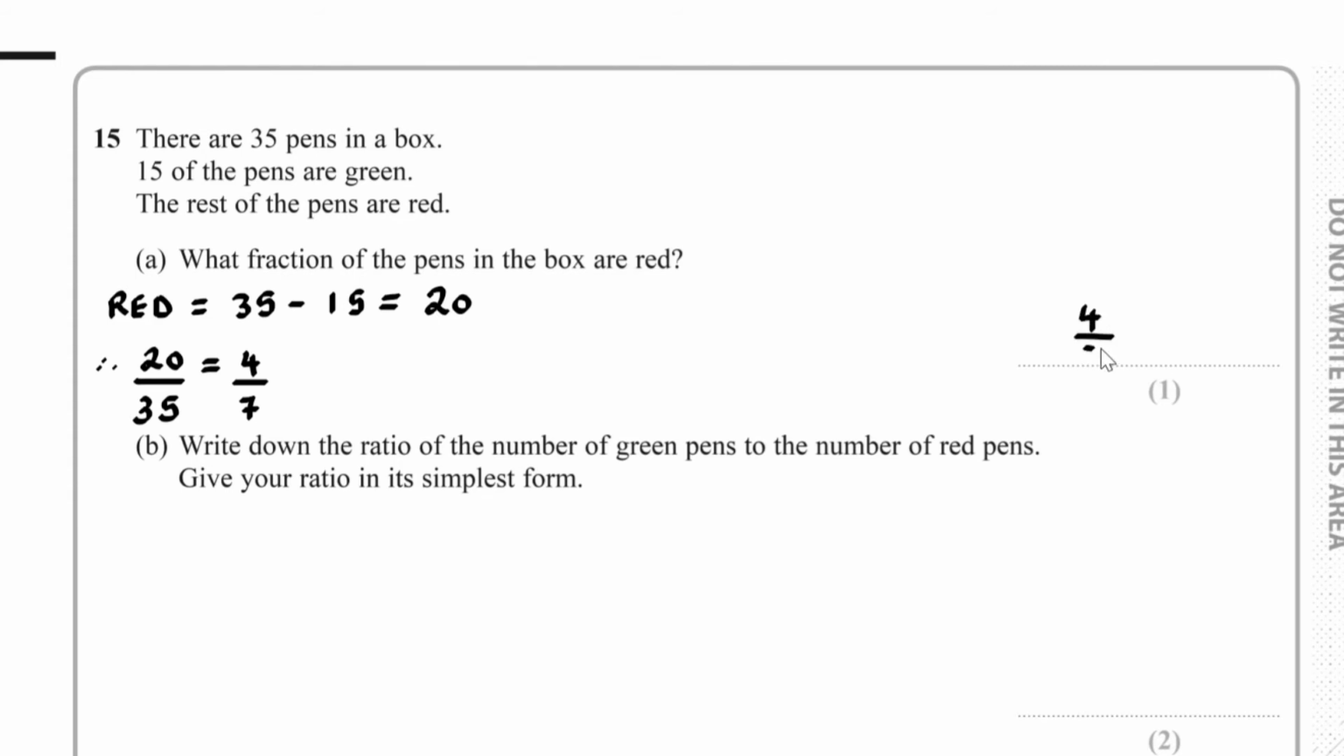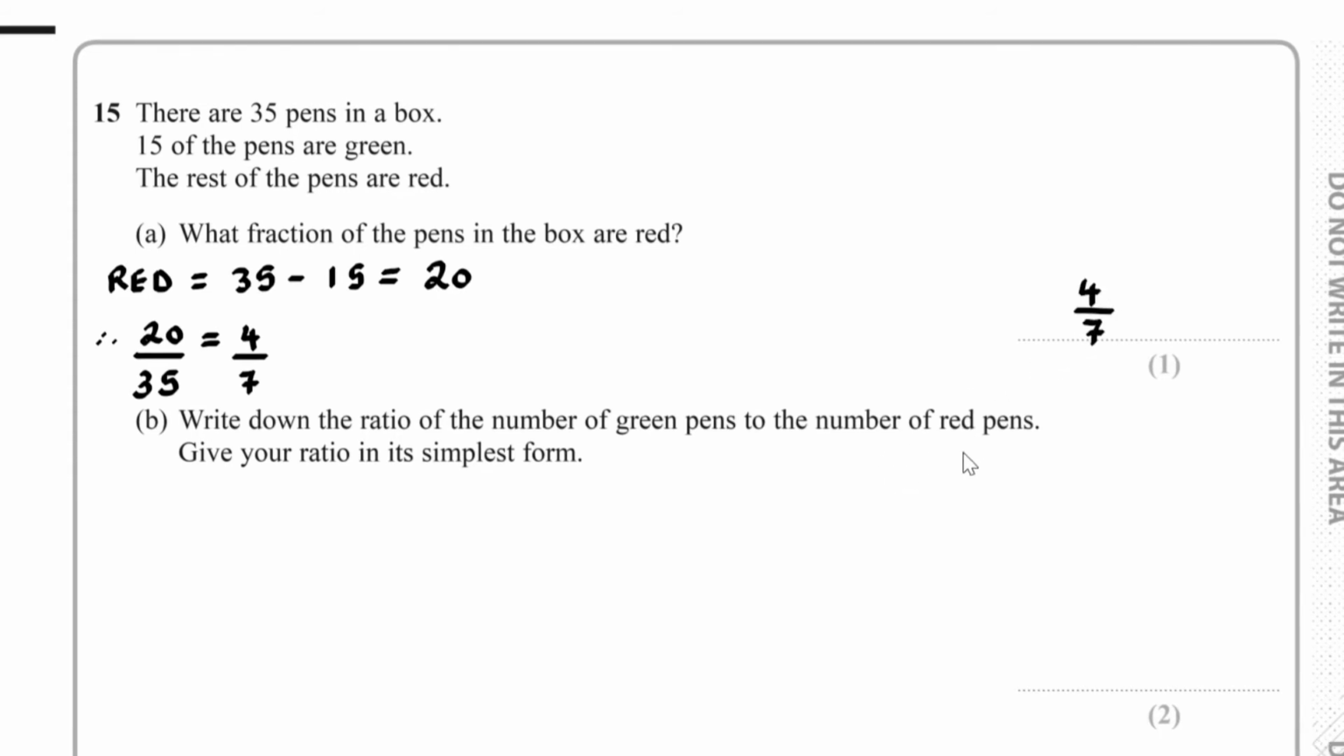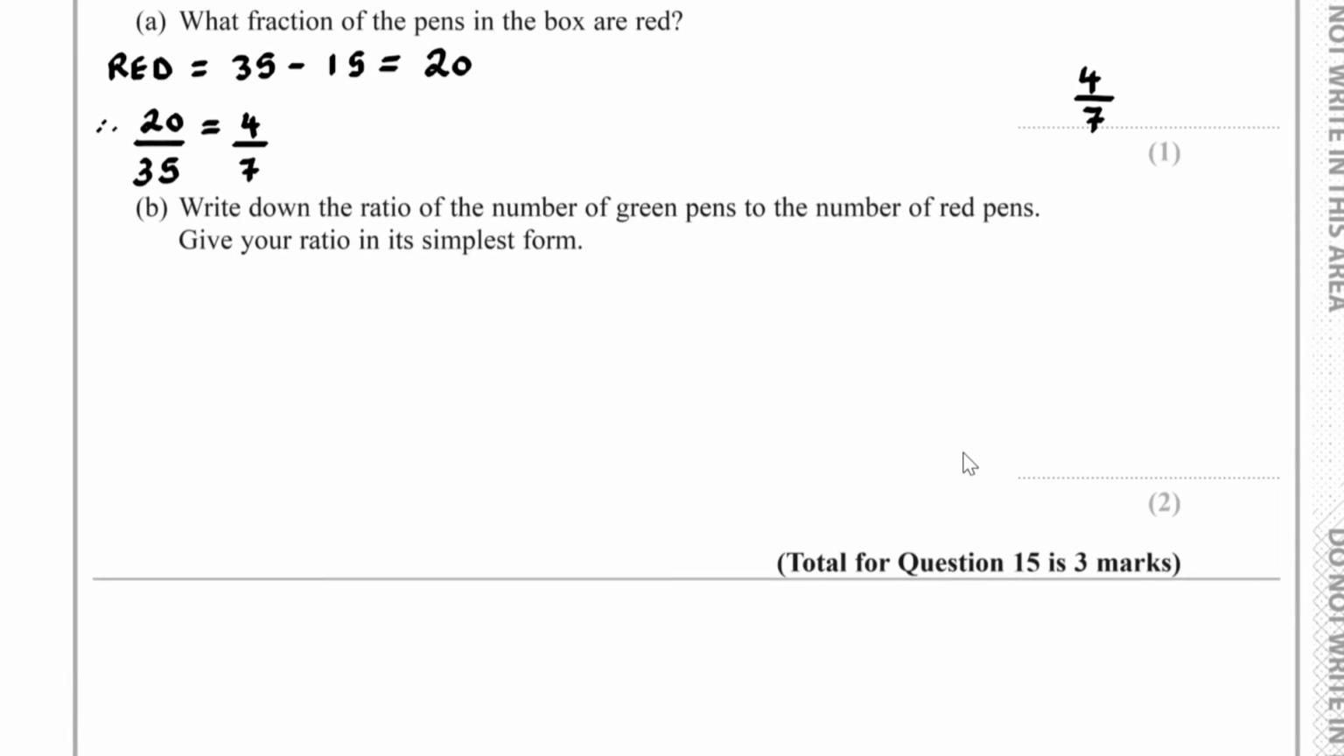So we've got 4/7. Then for part B, we have to write down the ratio of the number of green pens to the number of red pens in its simplest form. Well, we've got 15 green and we've got 20 red, so the ratio of green to red is equal to 15 to 20, and if I divide both sides by 5, we end up with 3 to 4.